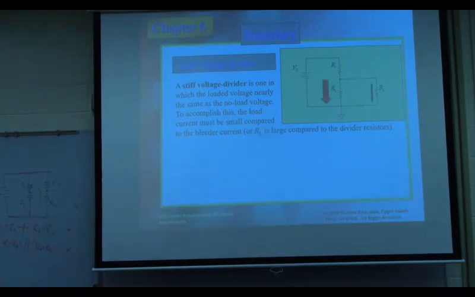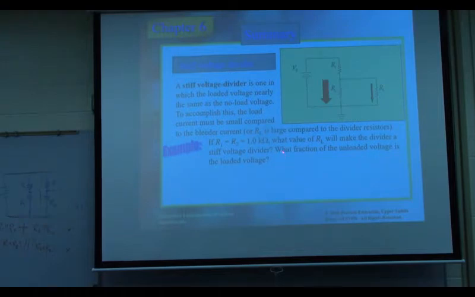Okay, now look and see. For a stiff circuit, the current flowing to the divider resistor is large, and to the load is small. Example: R1 equals R2 equals 1K. What value of RL will make the divider stiff? We said we want the load resistance to be very large compared to this one. How large? Large means 10 times. 10 times, okay?